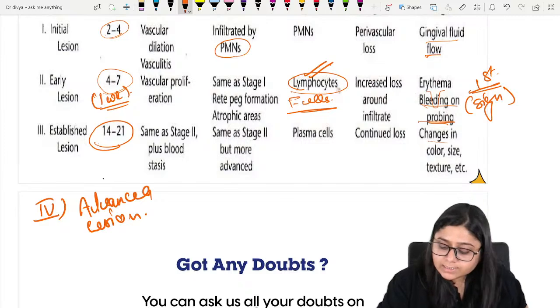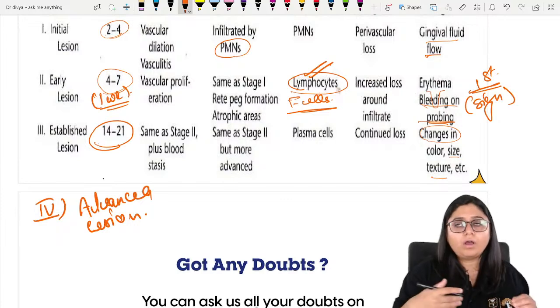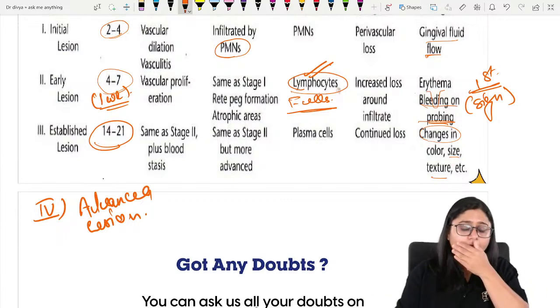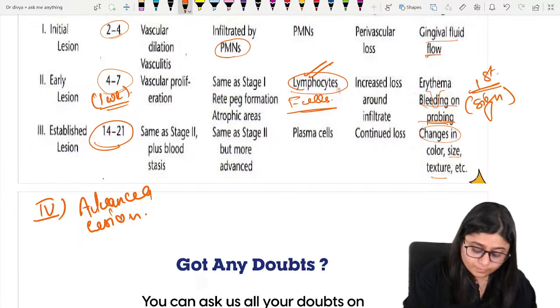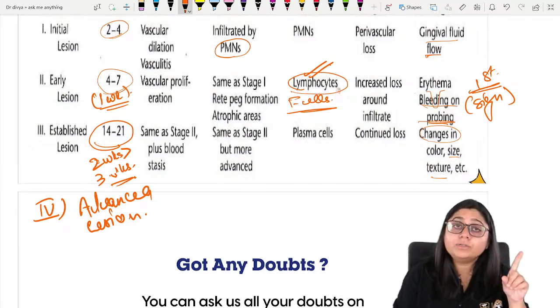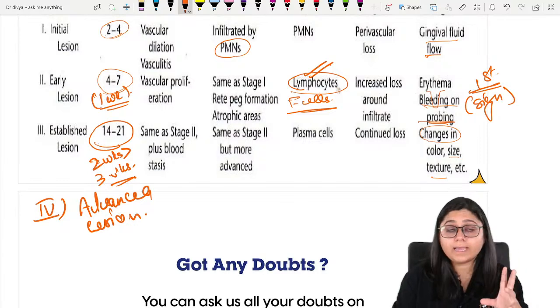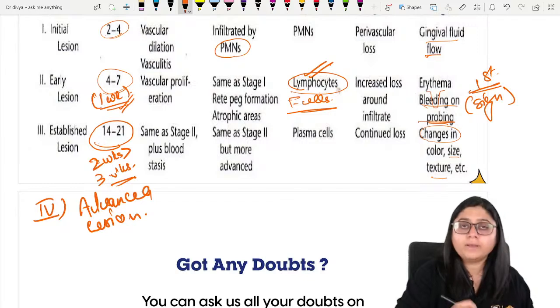So you will see changes in the color, size and texture, which will be evident in 2 to 3 weeks' time. If they have given 2 weeks and 3 weeks separately, then the answer will be 2 weeks. 2 weeks is more preferable than 3 weeks. Okay. And if they have asked you about the clinical sign, the bleeding on probing is first visualized in the first week. So the answer will be 1 week.